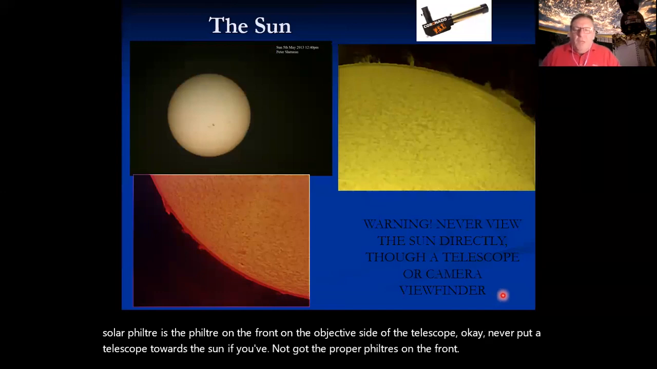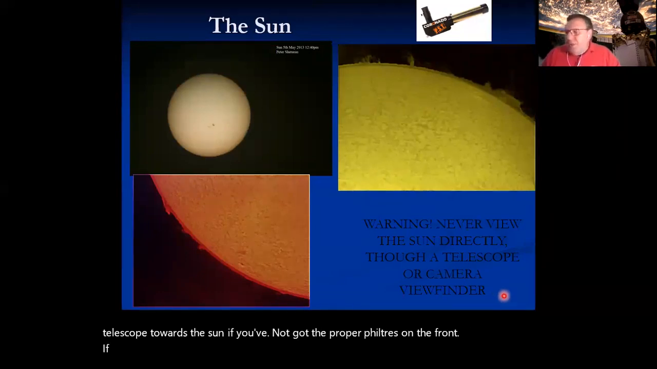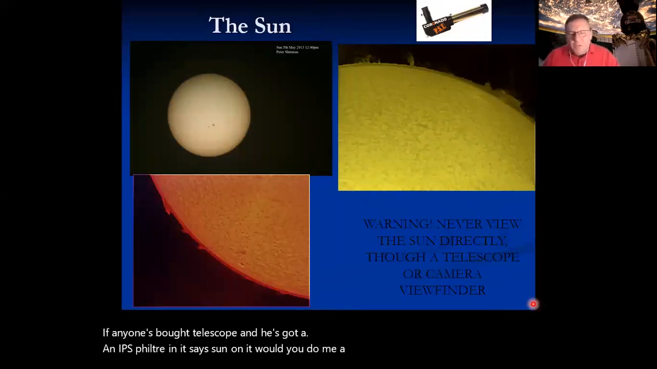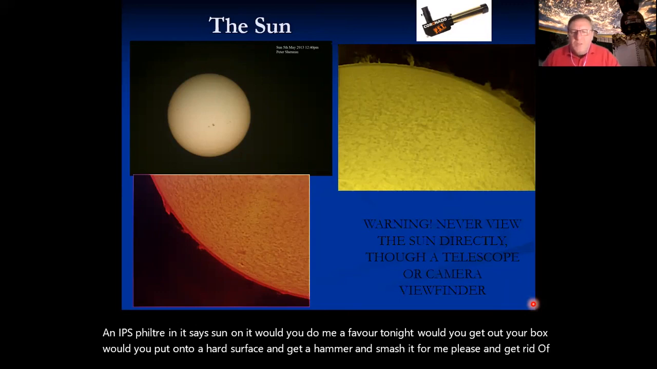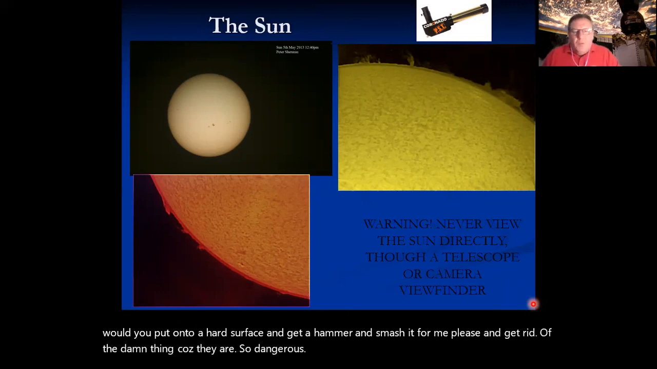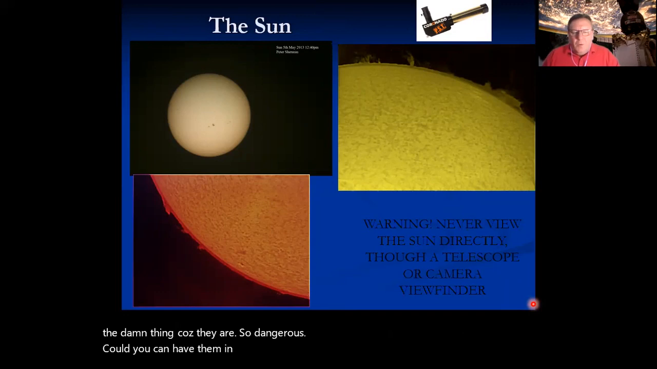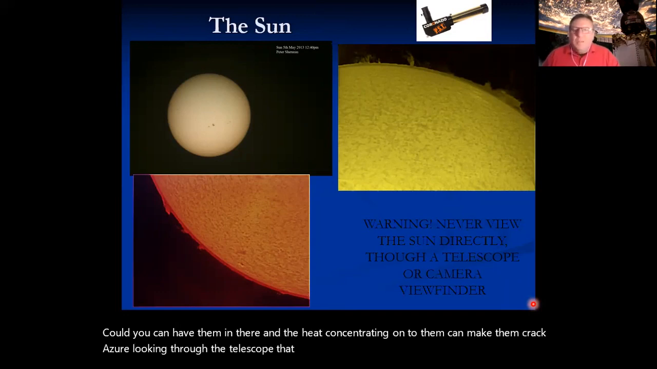If anyone's bought a telescope and it's got an eyepiece filter in it that says sun on it, would you do me a favor tonight? Get out your box, put it onto a hard surface, and get a hammer and smash it for me, please, and get rid of the damn thing, because they are so dangerous. The heat concentrating onto them can make them crack as you're looking through the telescope, and that is your eyesight gone in that eye. They should be banned. I don't know why they're not.